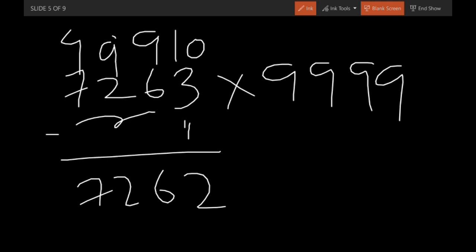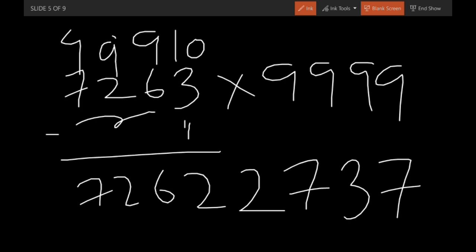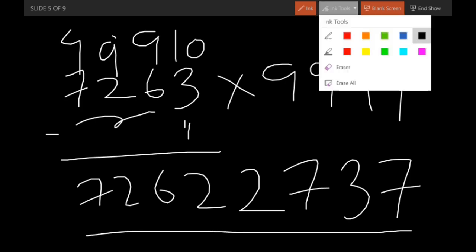So here in this case, 9 minus 7 is 2, 9 minus 2 is 7, 9 minus 6 is 3, 10 minus 3 is 7. So the answer is 2737. This is the answer.